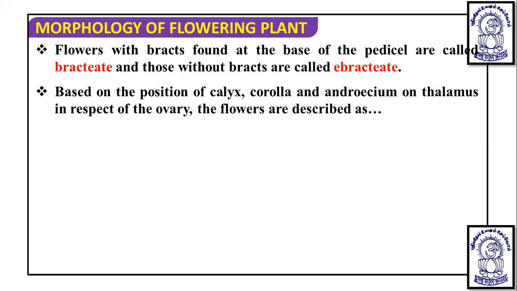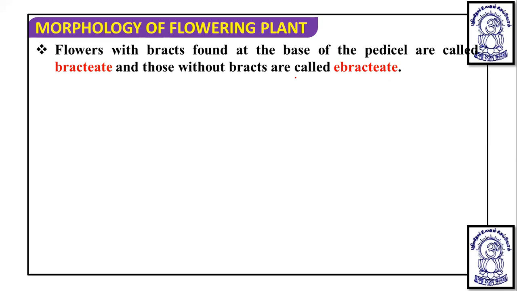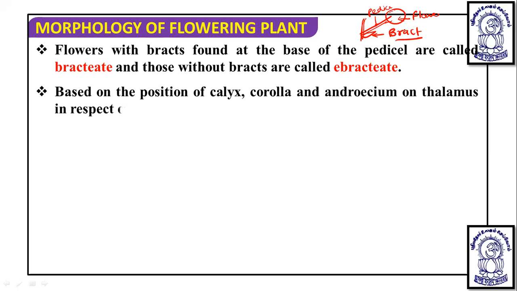Okay. Now, before studying this, first we need to understand what is a bract. Suppose this is a flower and this is a stem. This is a pedicel. And at the base of this, you will see the presence of a leaf. This leaf-like structure at the base of the flower or pedicel is known as a bract. If this bract is present, it is a bracteate flower. If absent, then it is an ebracteate flower.